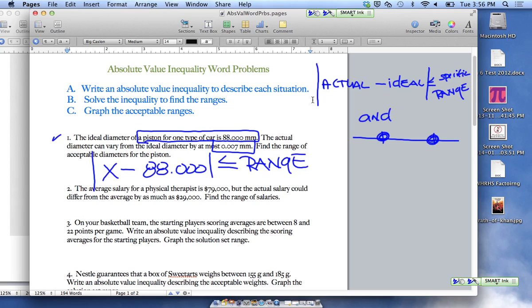And I will let you take that background information and set up the inequality that goes with this, and then find the specific boundary points, and then present a little graph so that you can see all of the range of acceptable diameters for this particular type of piston.